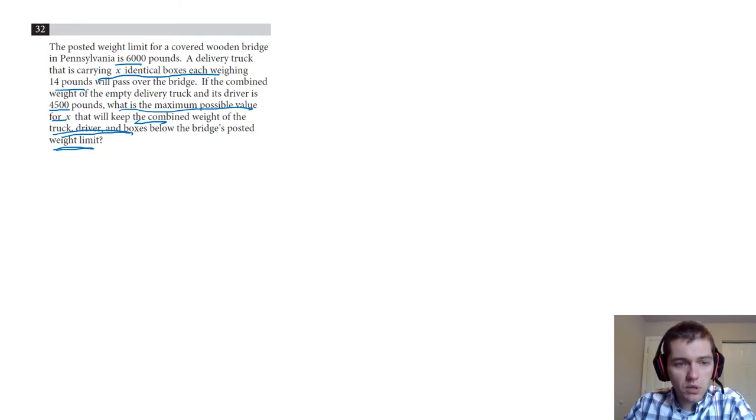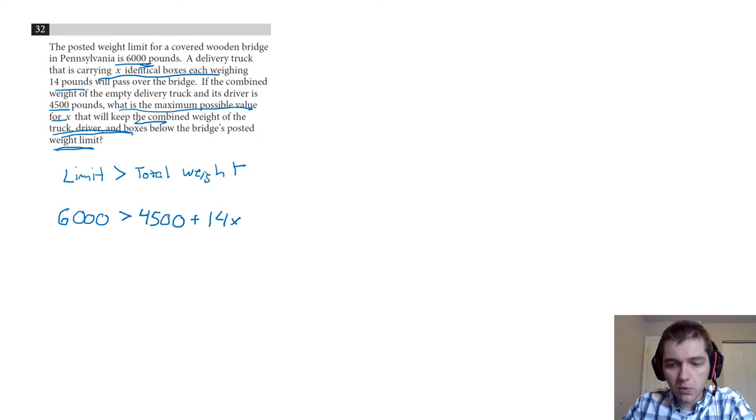So what you need to do is keep the limit greater than what you're carrying. So limit is greater than total weight. And right there, we can start plugging in from our problem. We know the weight limit is 6,000 pounds, and that must be greater than the initial weight we're starting out with, the 4,500, plus the 14 pounds times the number of boxes. So at this point, we have a linear inequality. We can just start to solve that for x, which is what we want. What is the maximum possible value for x?